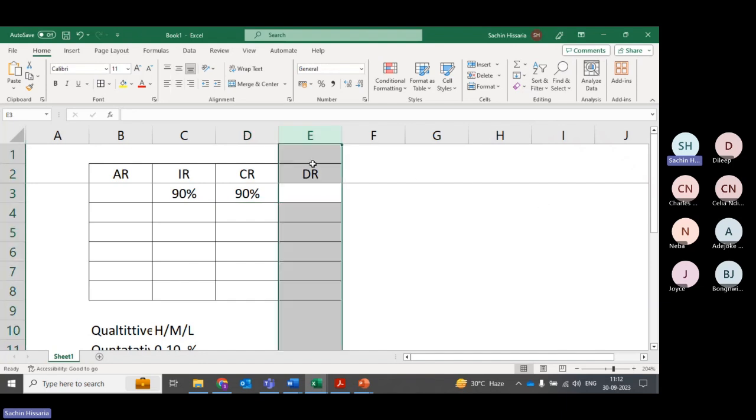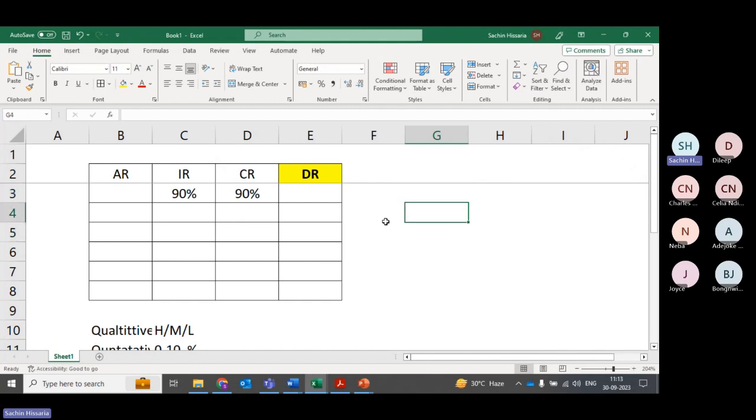Now, what is a detection risk? Detection risk is a risk that the auditor may not be able to detect any material errors which are there in the processes. Detection risk is something that the auditor can control. For example, I am just taking a hypothetical example here.